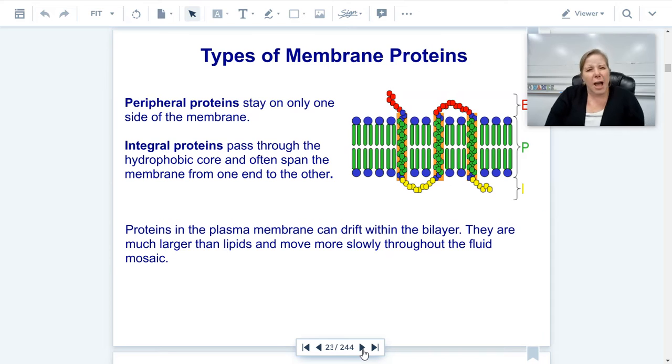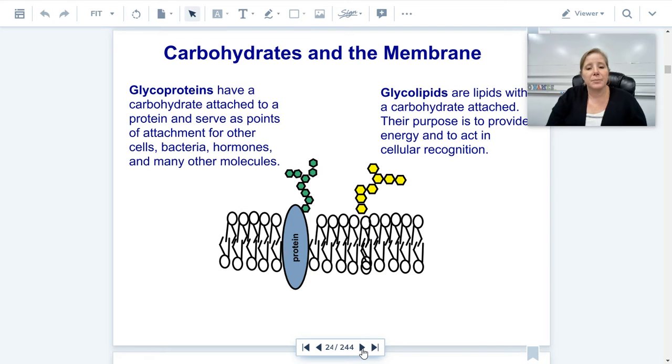So there are 2 types of proteins in the membrane. There are peripheral proteins and there are integral proteins. Peripheral proteins are on the sides. They don't go all the way through, so they're just going to be like here. Integral proteins will go all the way through. They are a full channel. So the proteins in the plasma membrane can drift within the bilayer. They are much larger than the lipids, and they move very slowly and make that, again, mosaic-esque pattern.